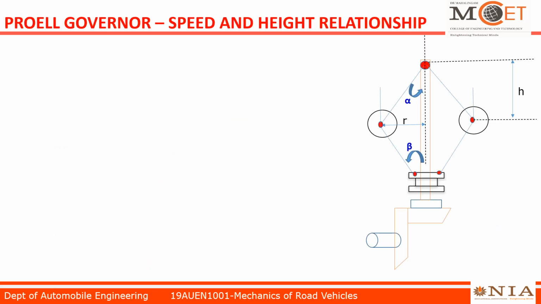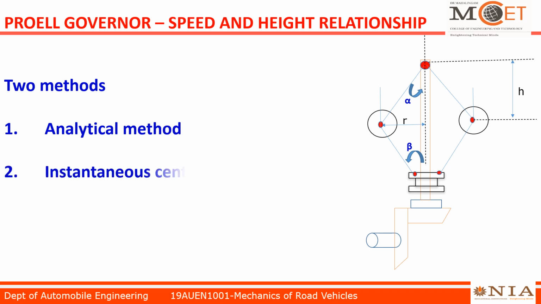To analyze the characteristics of any governor, we can go for two approaches. First one is the analytical method, second is the instantaneous center method. In the analytical method, we only have to make a number of equations so that we can easily find the relationship between speed and height of governor. The instantaneous center method is like a graphical method. We have to find the instantaneous point where the equilibrium we get is zero.